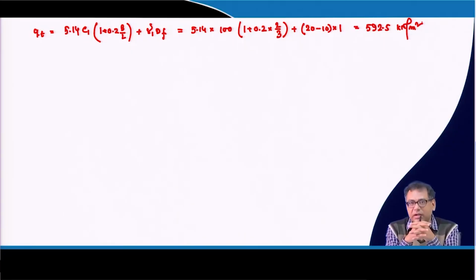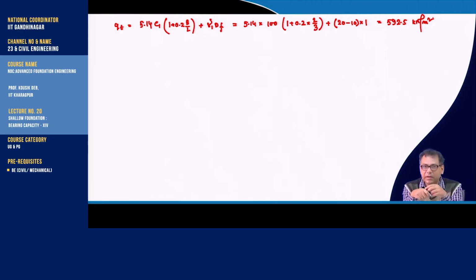And another thing I want to mention is that here the water table is considered at the ground surface. If it is not at the ground surface, but slightly below it, within the ground and the base of the foundation, then you have to calculate this surcharge or effective overburden pressure accordingly. Okay.